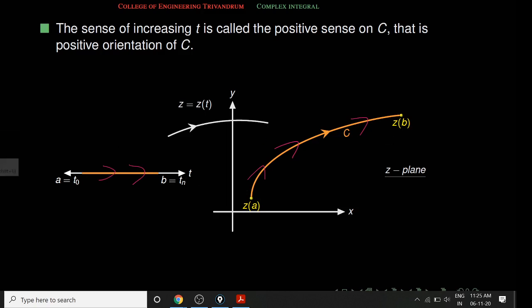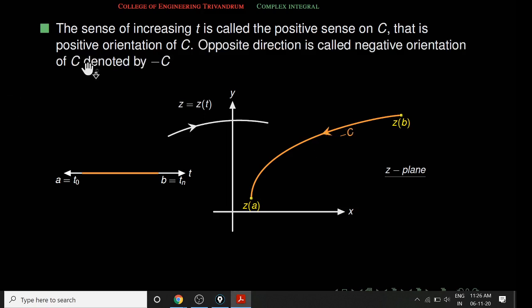നാച്ചുറലി വാട്ട് ഈസ് ദ നെഗറ്റീവ് ഓറിയൻറ്റേഷൻ? If this is the positive orientation, then what is the negative orientation? Decreasing t. Yeah, either decreasing t or the opposite direction of positive orientation. That's all. അപ്പോൾ നമുക്ക് ഡിക്രീസിങ് ടി എന്ന് വേണമെങ്കിൽ പറയാം. That means you are starting from z of b then going to z of a. So this is the negative orientation. Otherwise, because a curve has only two orientations, either this direction or this direction. So once we define the positive orientation, then you can easily define the negative orientation as the opposite of positive.